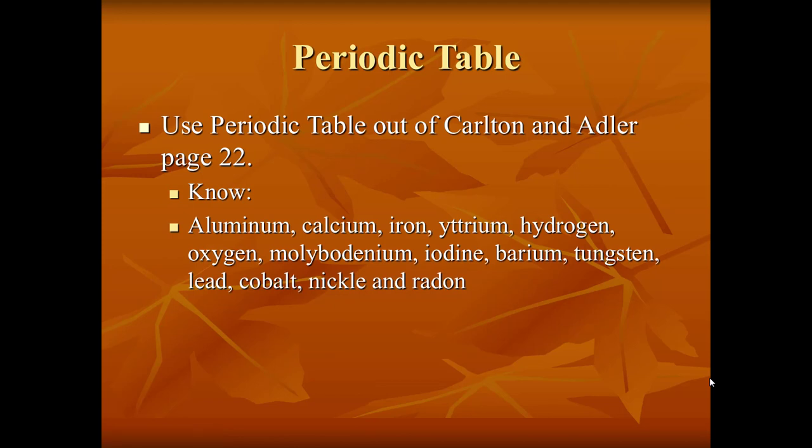So in that periodic table, there's actually one in your Carlton Adler that you can use, or you can go out and reference the web. It doesn't matter to me which one you use, but I do want you to know the following: aluminum, calcium, iron, yttrium, hydrogen, oxygen, molybdenum, iodine, barium, tungsten, lead, cobalt, nickel, and radon. So make sure that when you're taking a look at your chart, you know where to find those on the periodic table.